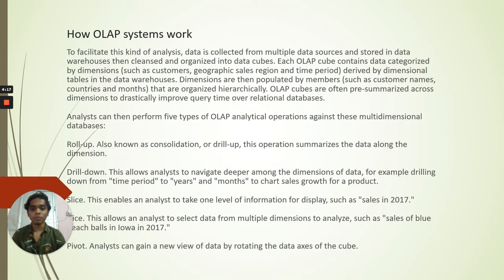Analysts can then perform five types of OLAP analytical operations against these multidimensional databases. So these are basically the five types of operations that are used in OLAP, starting from roll-up, drill down, pivot, and so on. So let's go one by one. Roll-up, also known as consolidation or drill up. This operation summarizes the data along the dimension.